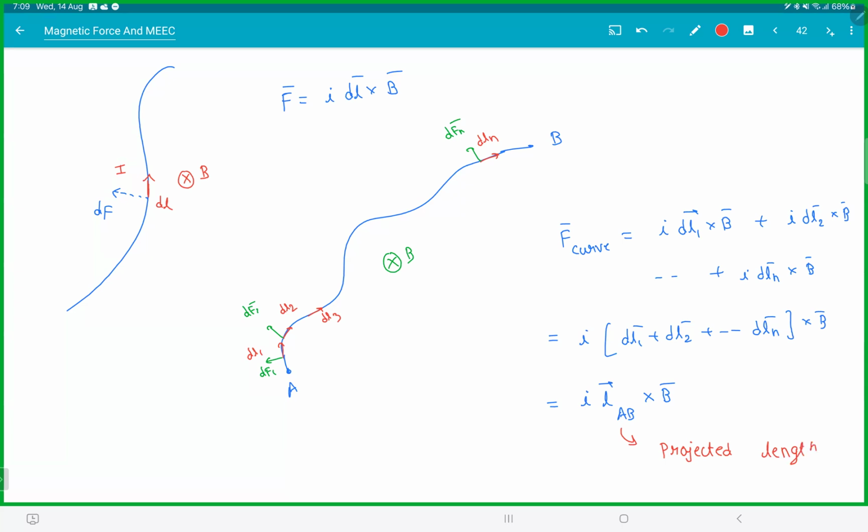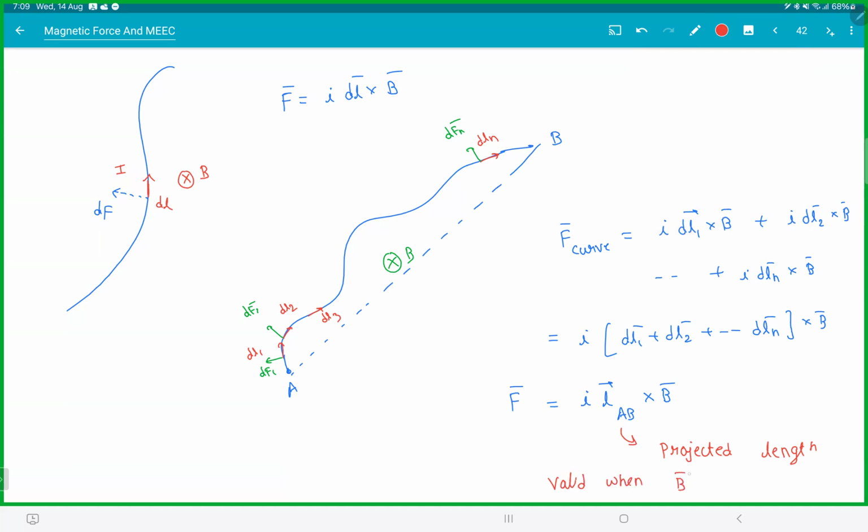There, your projected length is back. So for the force on any random curved wire, you can simply take the ends and join the ends. You can treat them like a single wire AB and finish it off. But remember, all this time, projected length, projected area, all these things work only when the fields are uniform. So this is valid when B bar is constant.